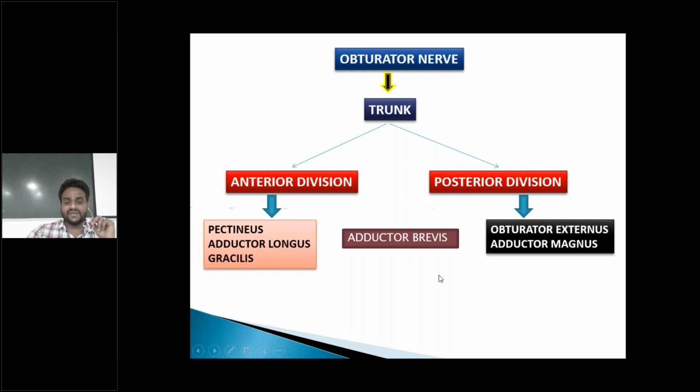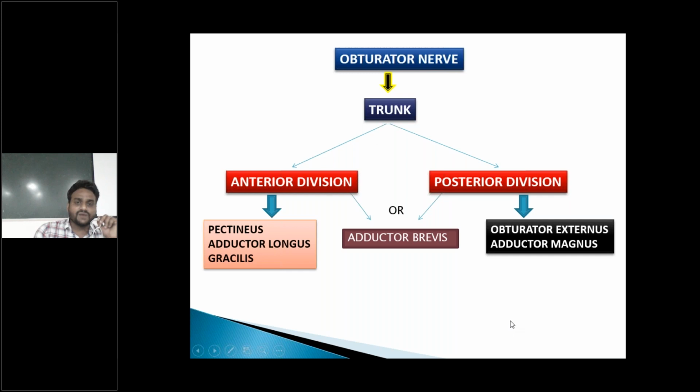Then as for nerve supply, the adductor brevis is supplied by either the anterior division or the posterior division. This may vary from subject to subject. In some persons, the brevis may be supplied by the anterior division, and in some persons by the posterior division. That's why I have shown it in the middle. So this is about the obturator nerve. Is it clear? That's enough.